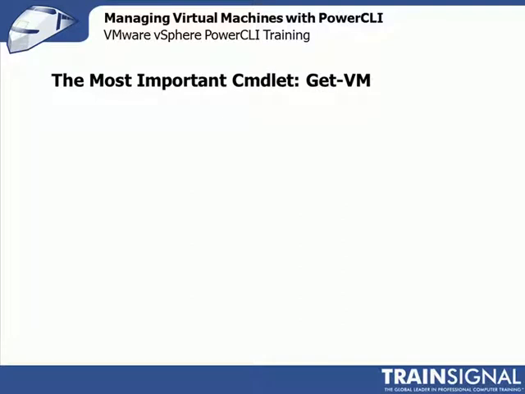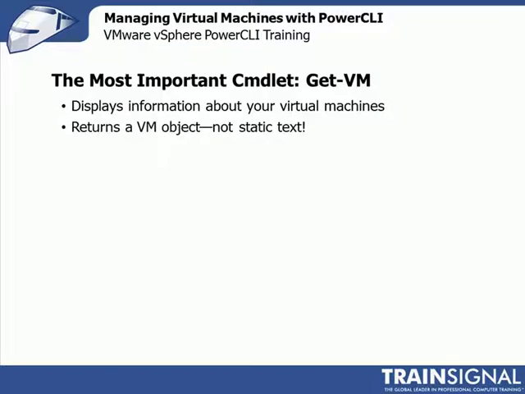The most important when working with virtual machines is going to be the Get-VM cmdlet. This is how you display information about your virtual machines. And it's going to return a virtual machine object, not just text. So don't forget, in PowerShell, everything's an object, so you can change the way they're formatted and filter them and so on and so forth. I'll show you some examples here in a minute.